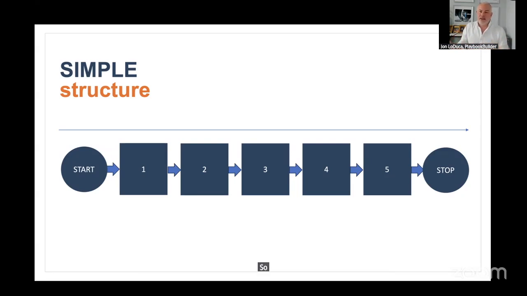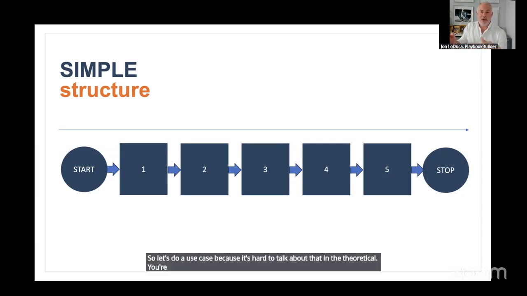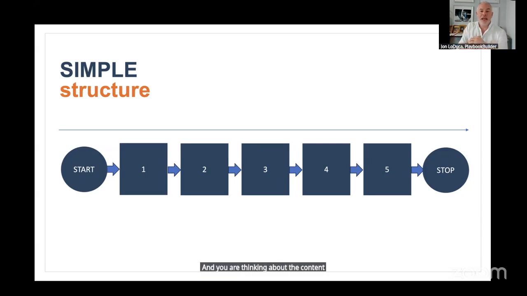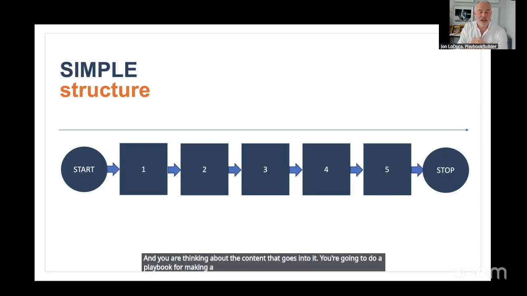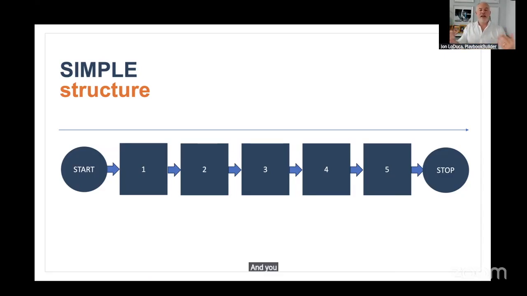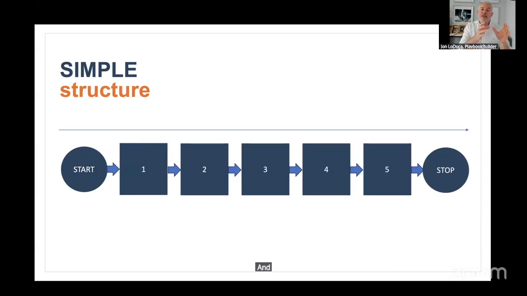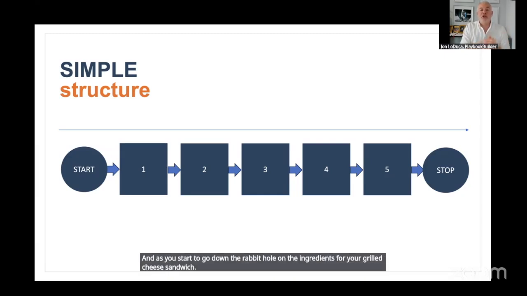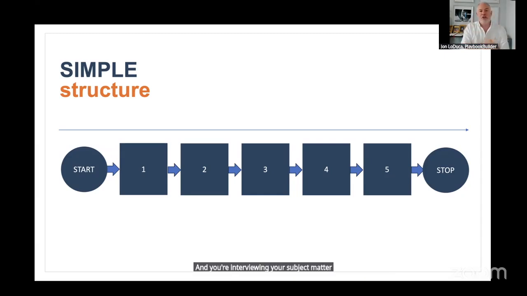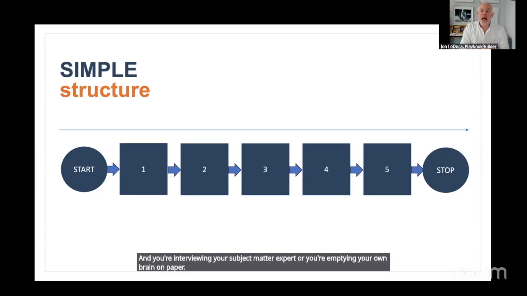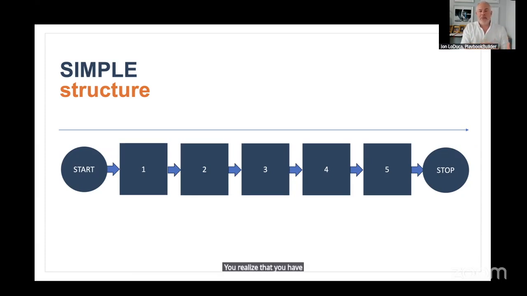So let's do a use case, because it's hard to talk about that in the theoretical. You're building out a playbook and you are thinking about the content that goes into it. You're going to do a playbook for making a grilled cheese sandwich. And you start mapping the process, step one, which is sourcing your ingredients. And as you start to go down the rabbit hole on the ingredients for your grilled cheese sandwich, and you're interviewing your subject matter expert or emptying your own brain on paper, you realize that you have an awful lot to say about the ingredients.